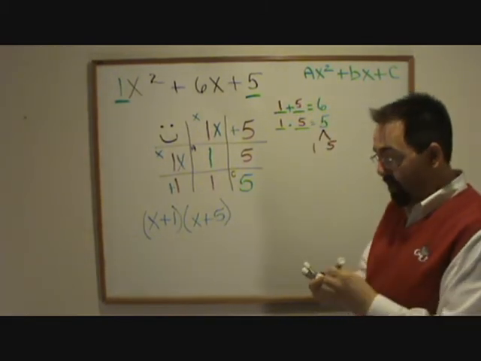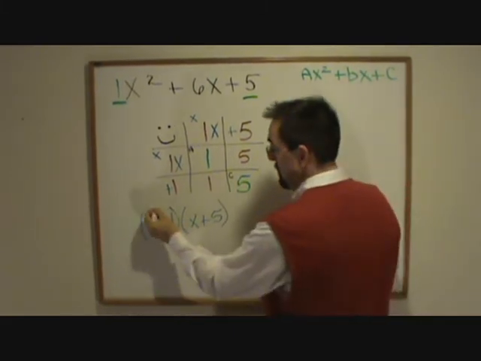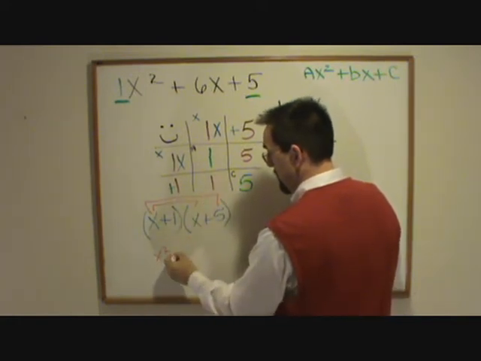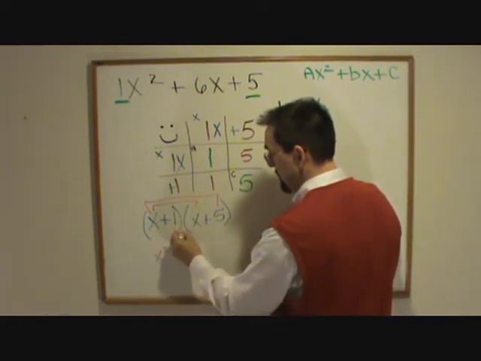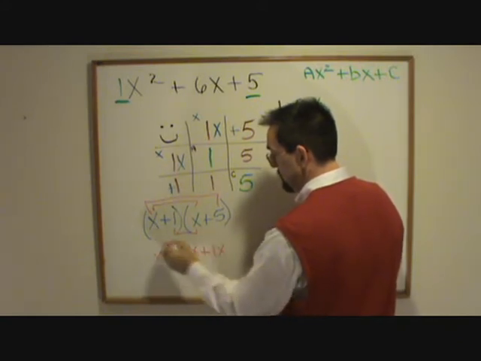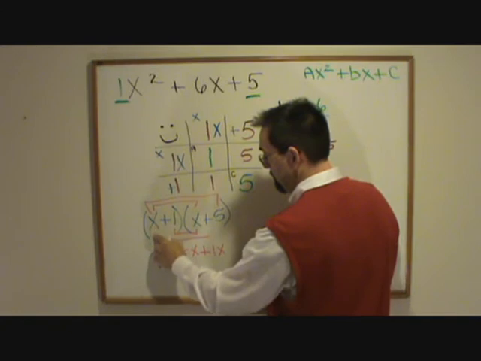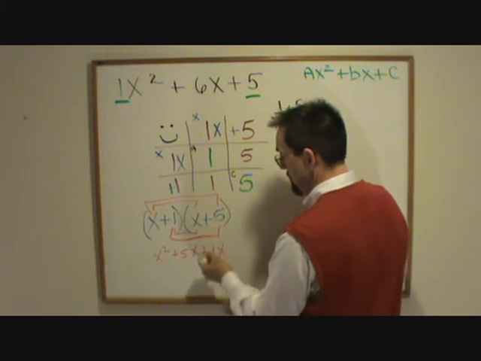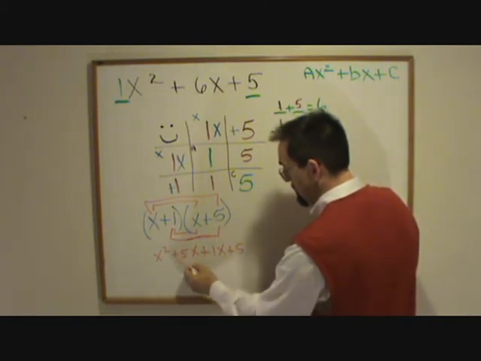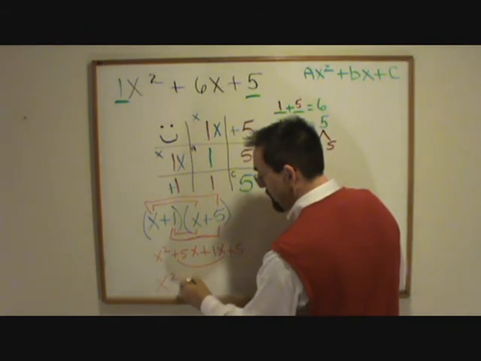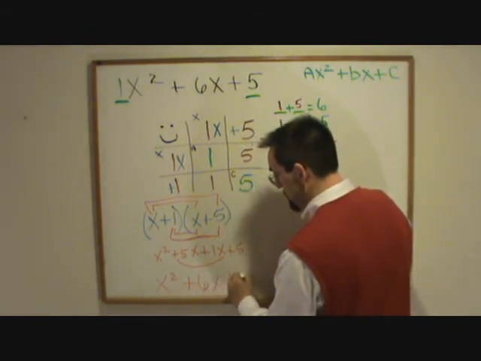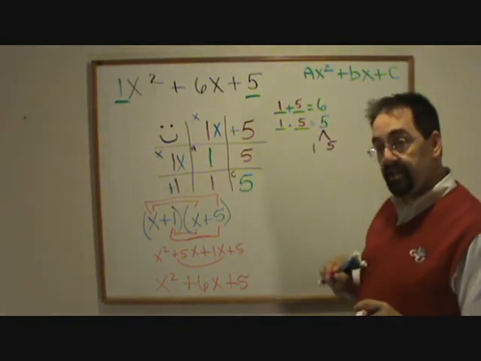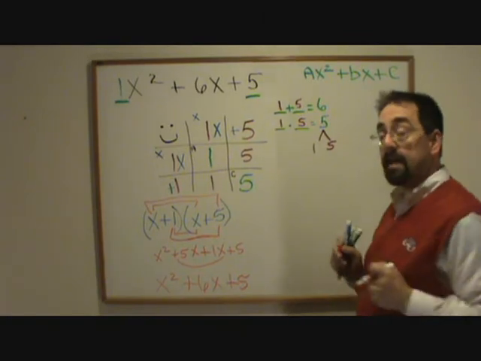Refer back to the previous tutorial, we could check our answer. X squared plus 5x plus 1x, whoops, went the wrong direction there, plus 5. Like terms, x squared plus 6x plus 5. So, it does check. And this is the factored form using the tic-tac-toe method.